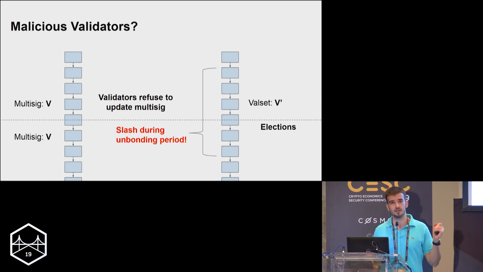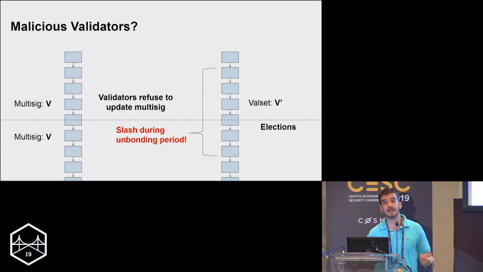So if I have locked 32 Ether on Ethereum and I want to unbond, the validator set does change, but I have to wait a certain amount of time until I can take my money out. The idea should be that the multisig should not be updatable until the validators have been... sorry, the validator should not be unbonded before the multisig has been updated.